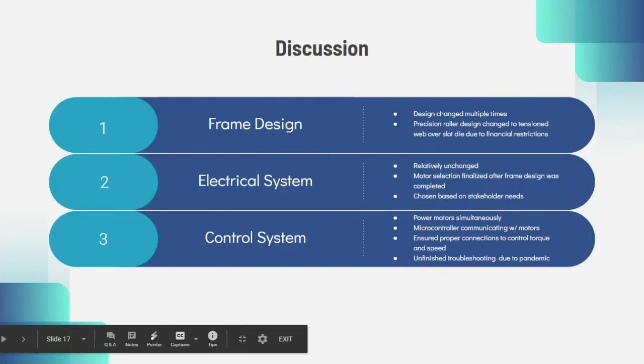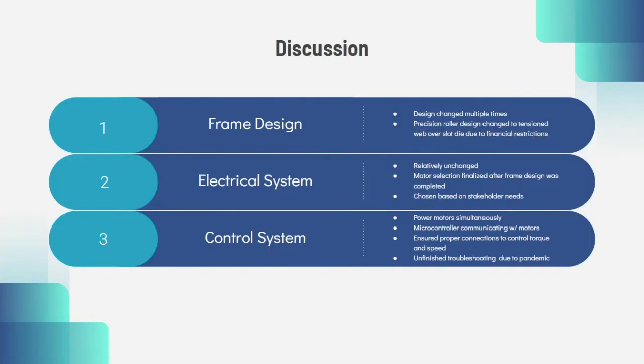Ultimately, the design device never made it to the final testing stage. However, the design and construction of the device were very nearly completed. Multiple factors contributed to the change in design. Originally, the designed roll-to-roll system would incorporate a precision roller and a slot die head for ink distribution.